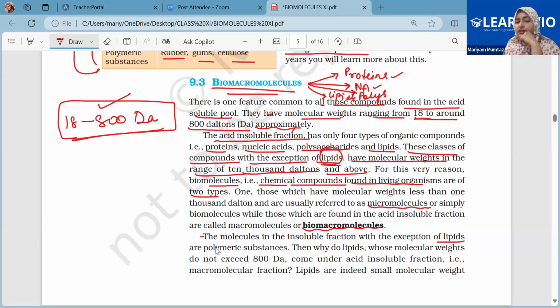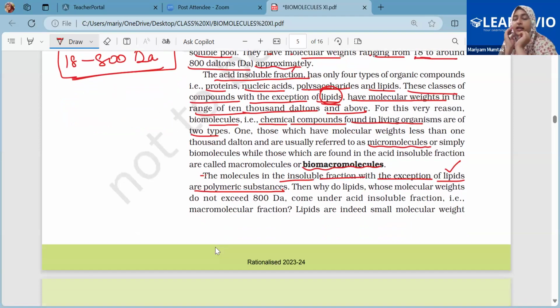Now, the molecules in the insoluble fraction, with the exception of lipids, are polymeric substances. Polymeric substances are those that are made up of several monomers. Then why do lipids, despite having a smaller size, meaning their molecular weight is not more than 800 Dalton, still come under the acid insoluble fraction?